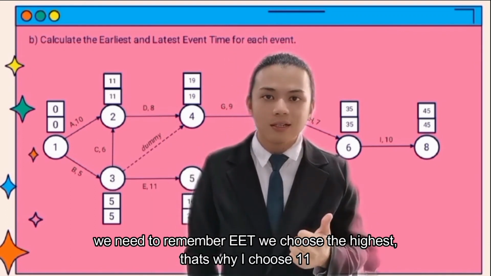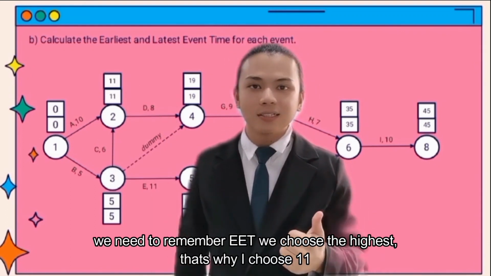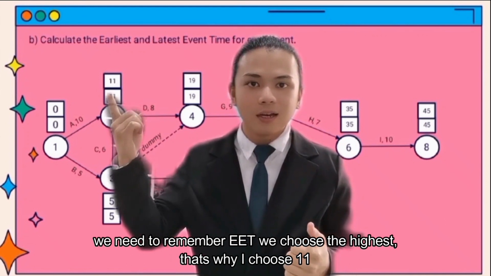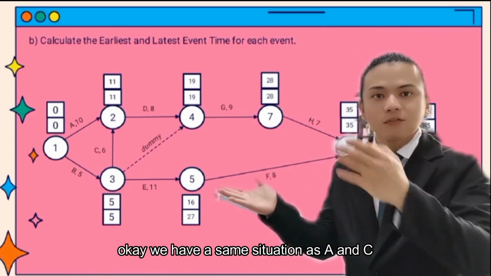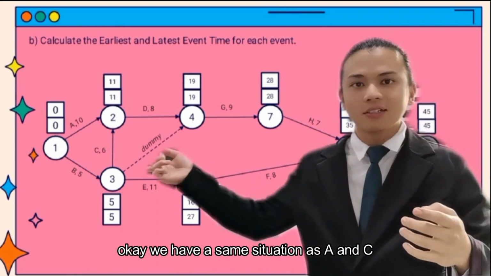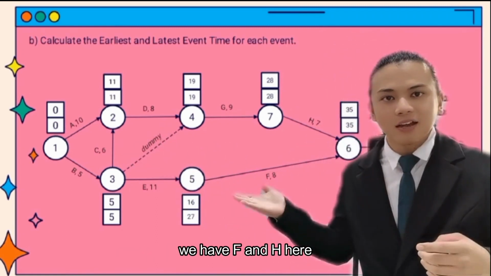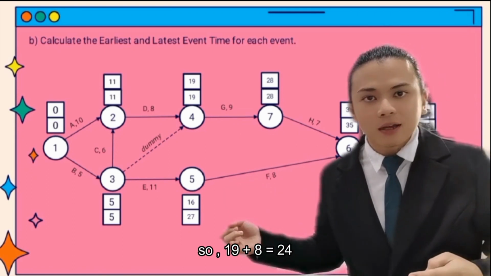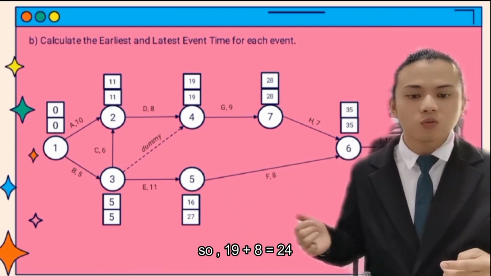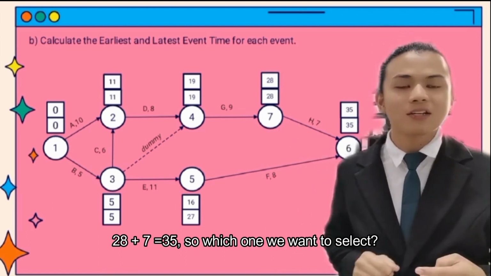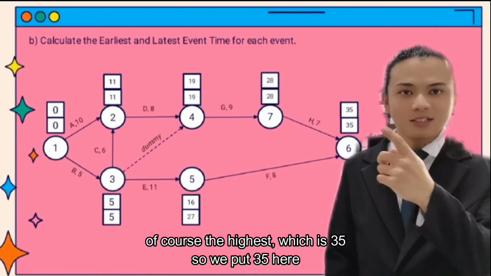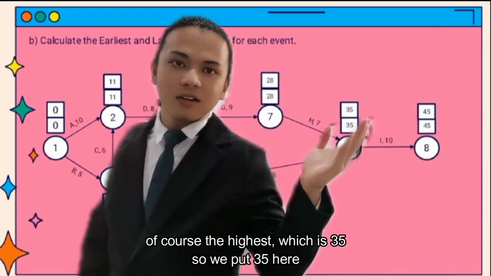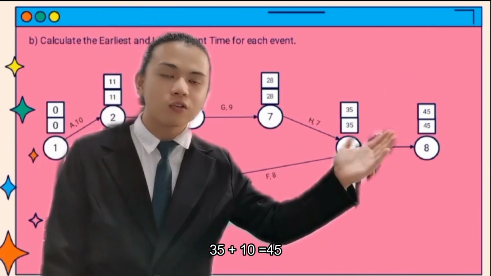So we need to remember that for EET we take the highest. That's why I choose 11 here. Next, 11 plus 8 equals 19. Okay, we have the same situation as A and C. So we have F and H here. So 19 plus 8 equals 27. 28 plus 7 equals 35. So which one do we want to select? Of course, the highest, which is 35. So we put 35 here. 35 plus 10 equals 45.